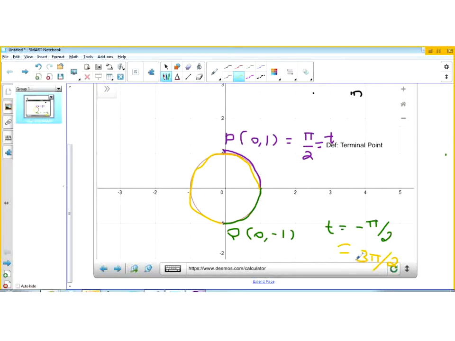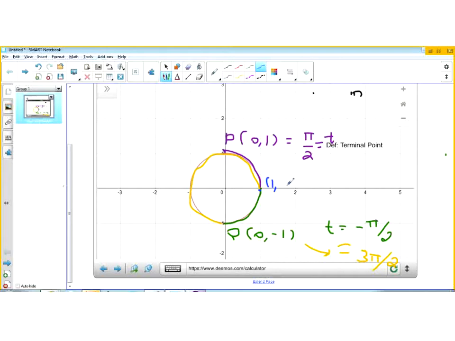Okay, so the terminal point for 3 pi over 2 is the same as the terminal point for negative pi over 2. Right? And likewise, the terminal point for negative 3 pi over 2. Okay, so let's see what the terminal point for negative 3 pi over 2 is.